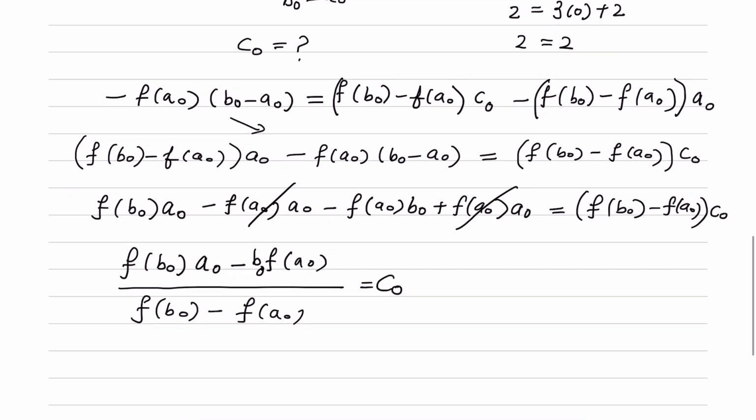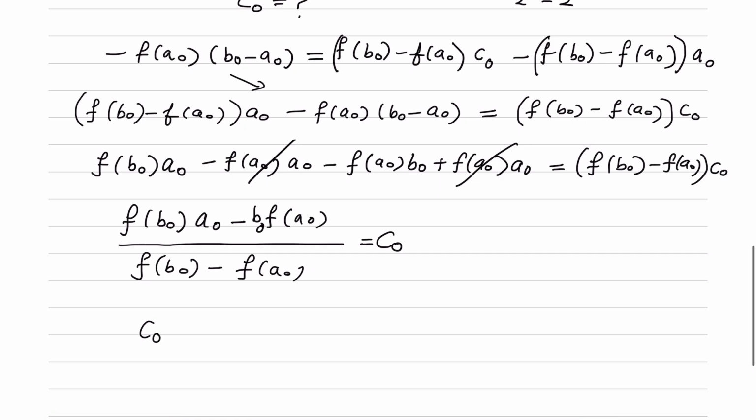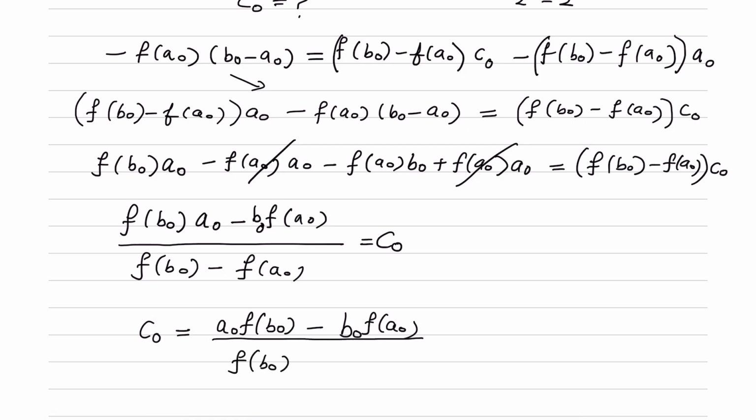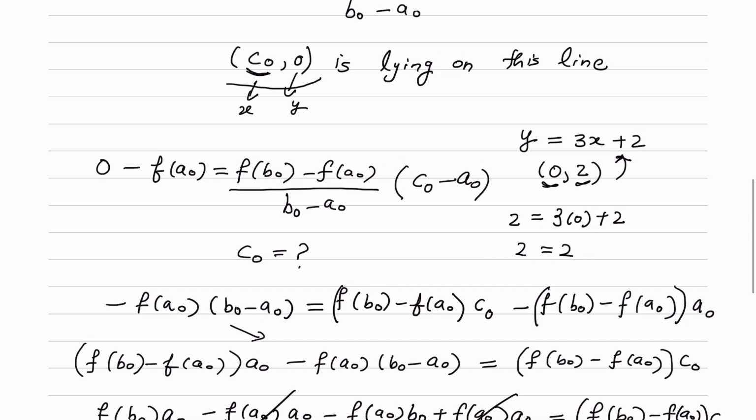So we found the value of the first false point, which is c naught is equal to a naught f of b naught minus b naught f of a naught, whole divided by f of b naught minus f of a naught. So we have the first false point c naught.